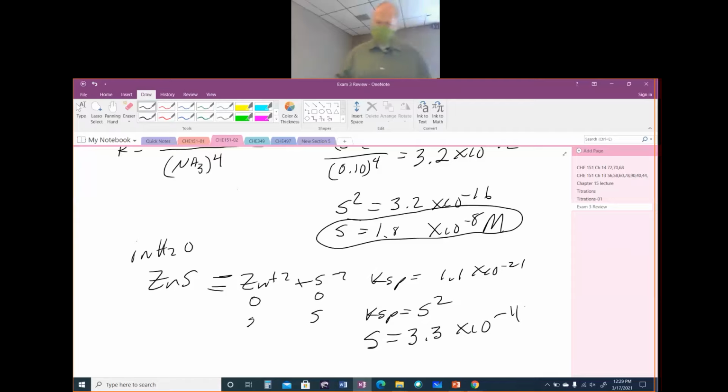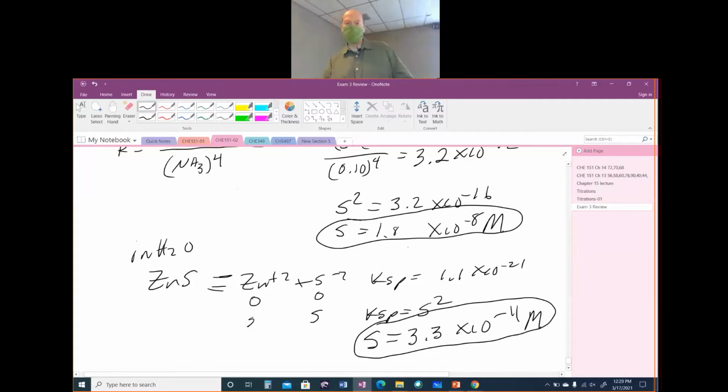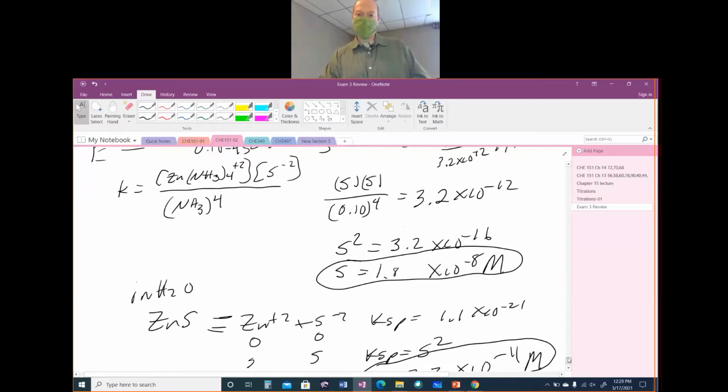It is 3.3 times 10 to the minus 11. That is a good guess. All right, so the reason why I did that is to see that your solubility increased by a factor of 10 to the third. All right, so why did my solubility increase?